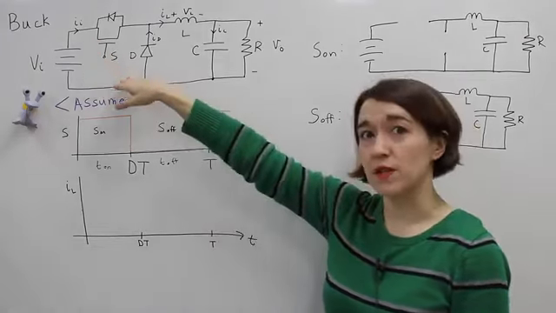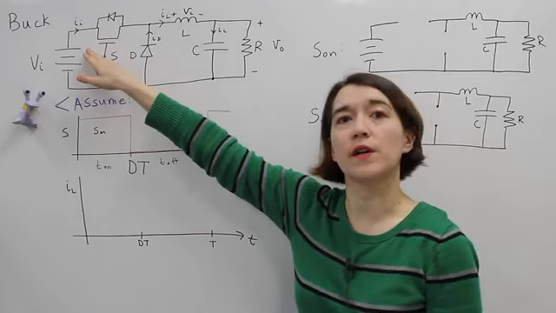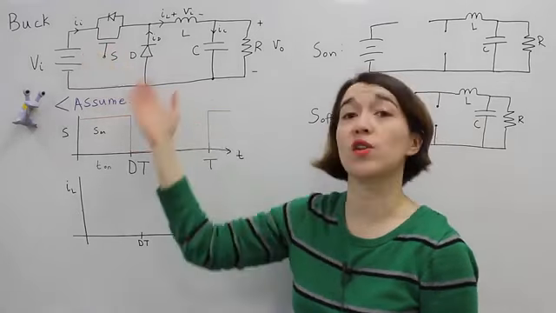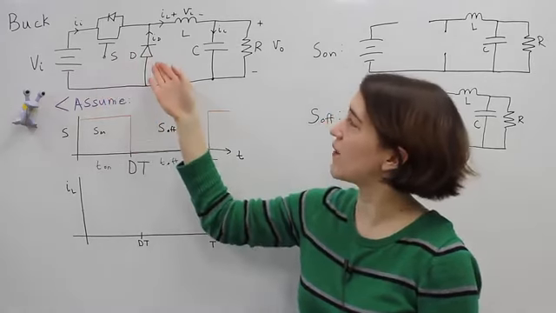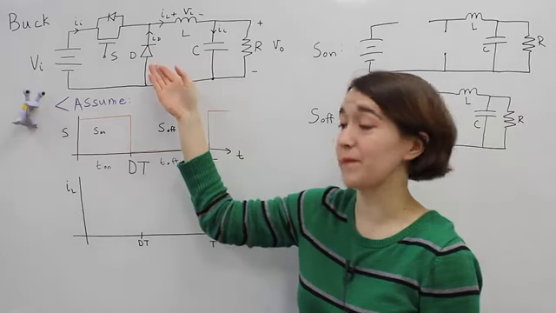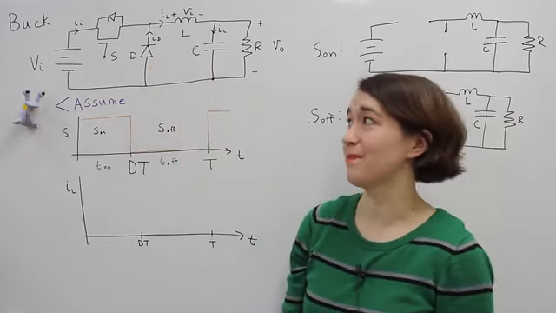Notice we have two switches here. One is a MOSFET, and we call this the active switch. This is the one that we control. We can control the signal and turn it on or off. And then we have a passive switch, which is a diode. And of course we have an inductor here.